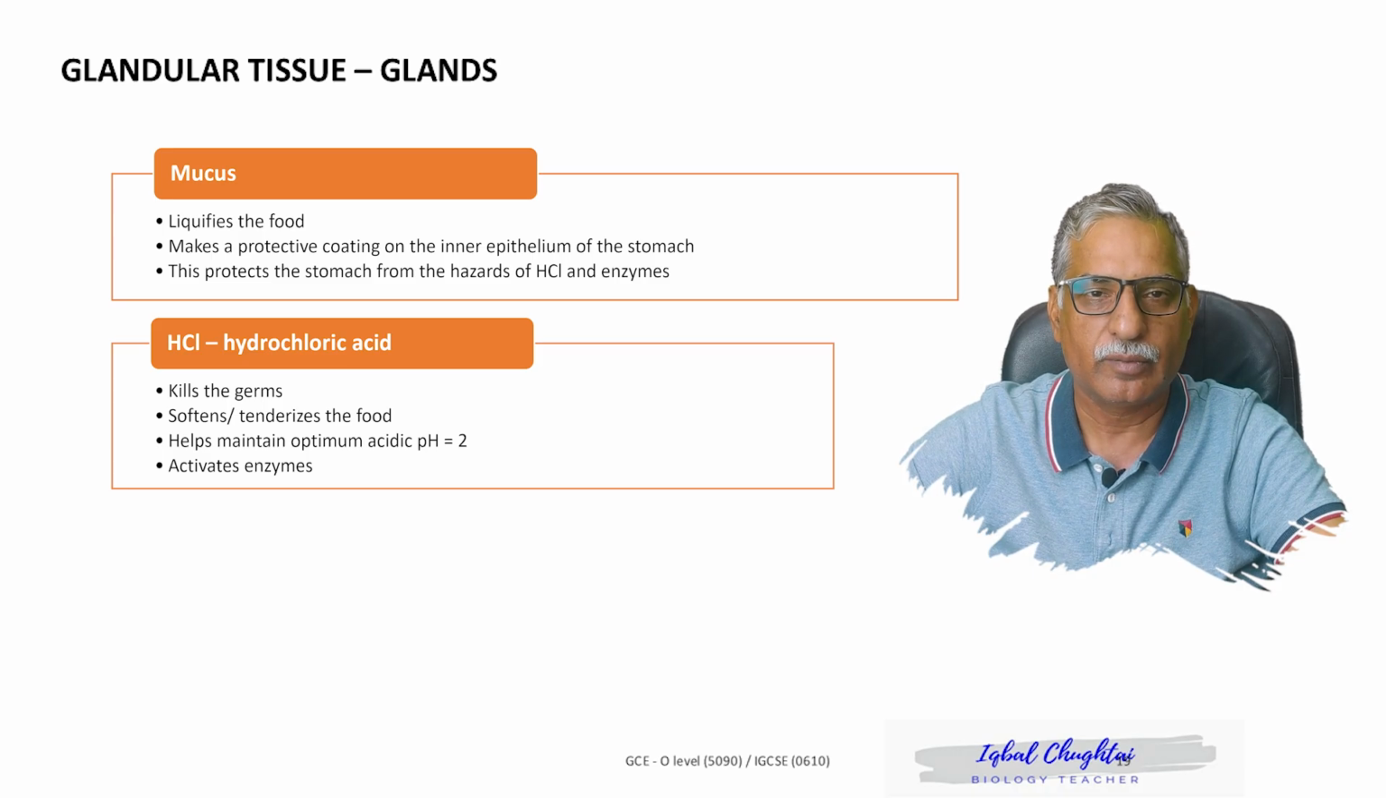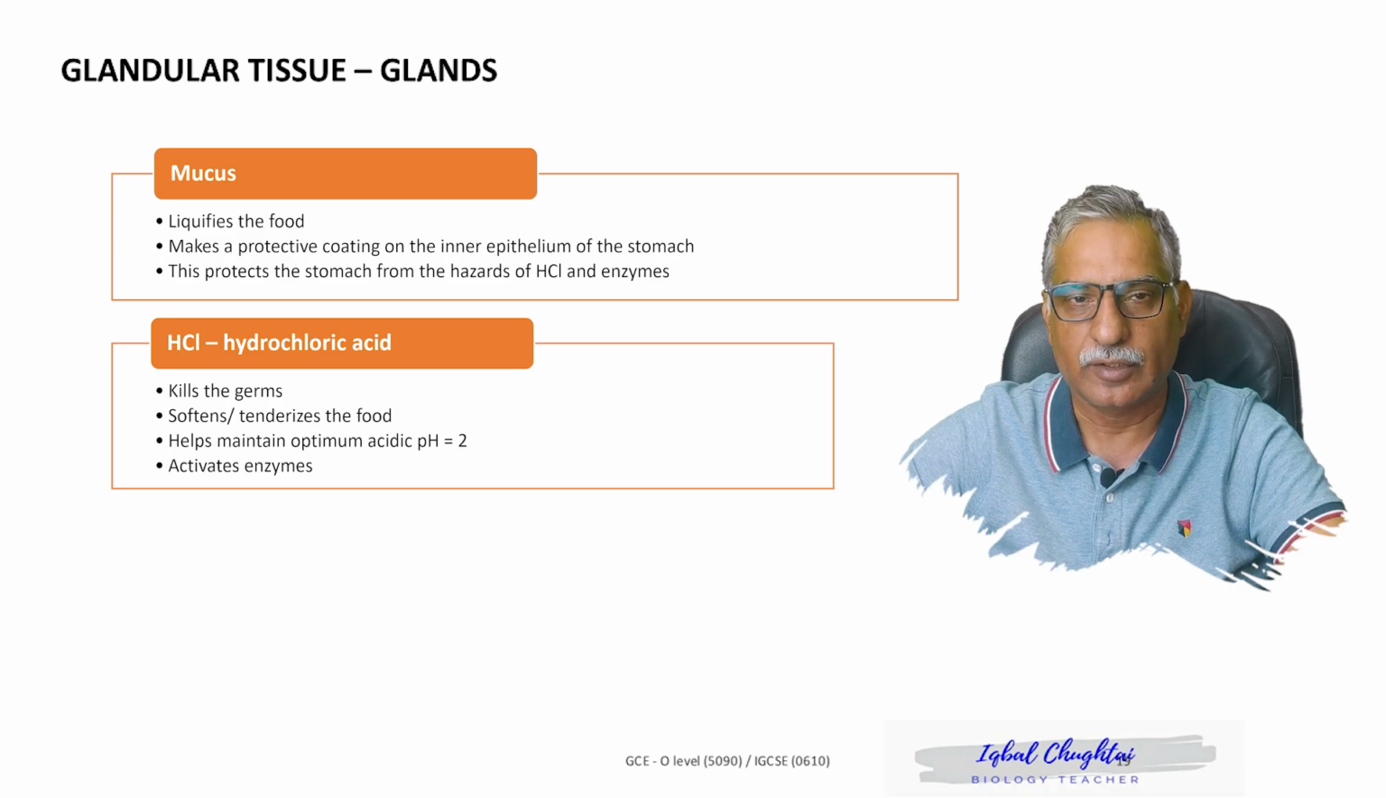Hydrochloric acid is produced by the gastric glands with a strong pH of 2, and this hydrochloric acid performs a number of jobs. Number 1, it kills all the germs that enter the digestive system along with food or drink. Second, it helps maintain acidic pH within the stomach. That will help in activating enzymes, and that will also help in the enzyme activity efficiently.